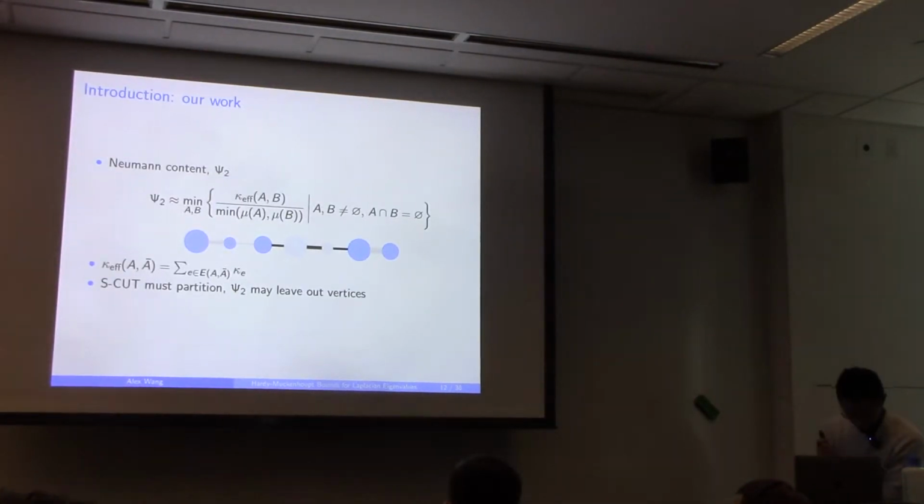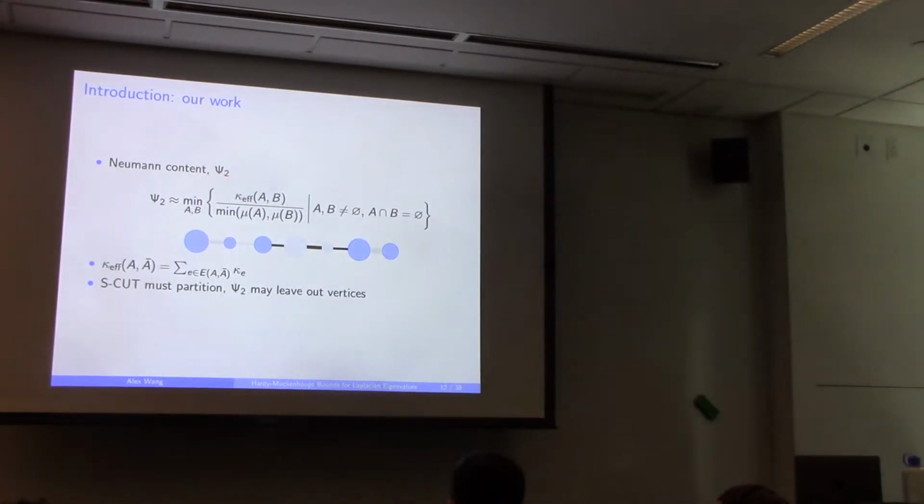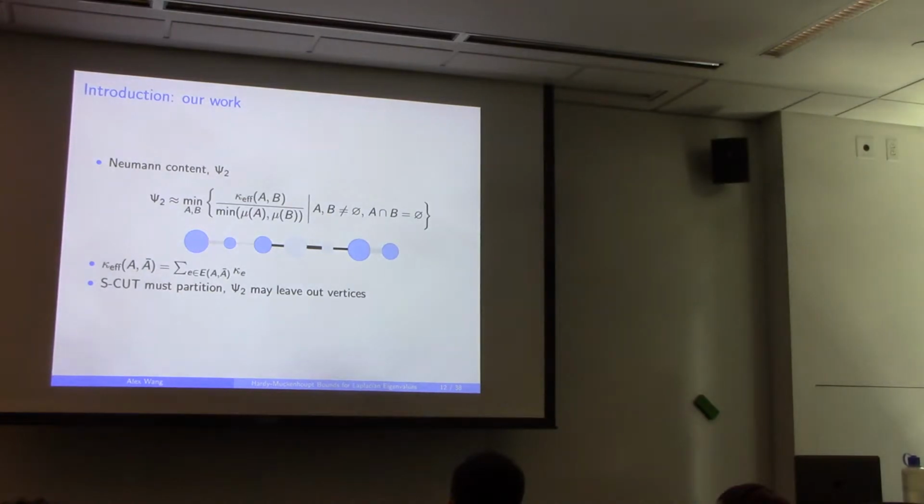Okay. So to compare, we're going to define some value of a graph that we call psi2, and this is going to, in some sense, be a fuzzy version of the sparsest cut.